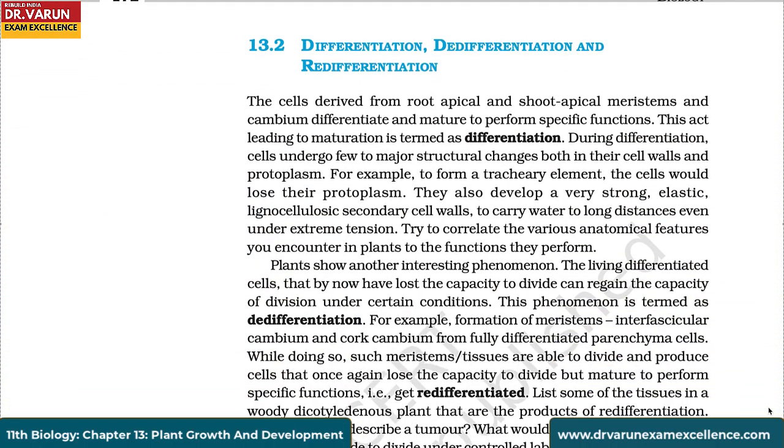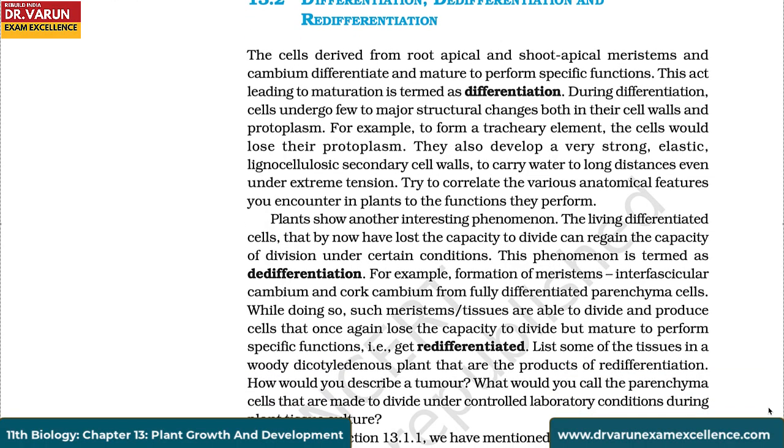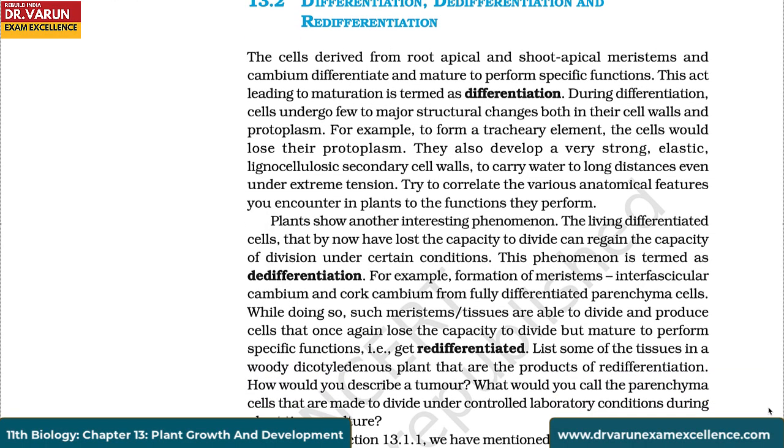Differentiation, dedifferentiation and redifferentiation. The cells derived from root apical and shoot apical meristems and cambium differentiate and mature to perform specific functions. This act leading to maturation is termed as differentiation. During differentiation, cells undergo few to major structural changes both in their cell walls and protoplasm. For example, to form a tracheary element, the cells would lose their protoplasm.